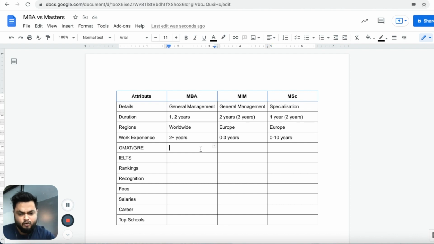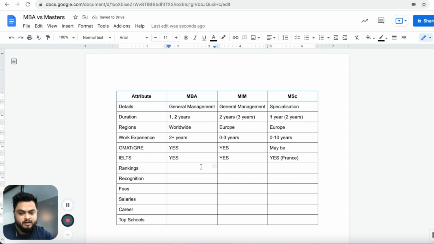GMAT for MBA is almost mandatory for most of the programs. Again, there might be exceptions, but I'm going to talk about most of the programs. So for MBA, you need a GMAT or a GRE. For MIM, yes. For MSc, maybe. Most of the programs do not require GMAT or GRE for MSc programs. IELTS, well, yes, it is required for all the countries. Again, for MIM, all the countries, for MSc as well, because IELTS does not really depend on the program, it depends on the countries. Except France, almost all the countries require IELTS.